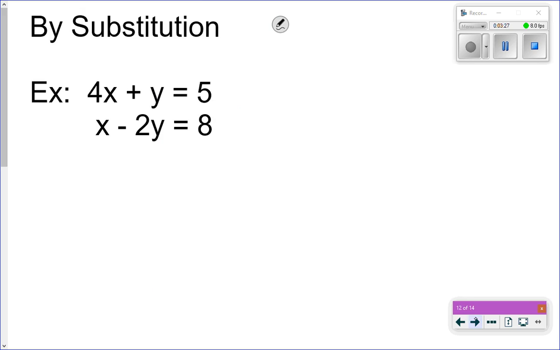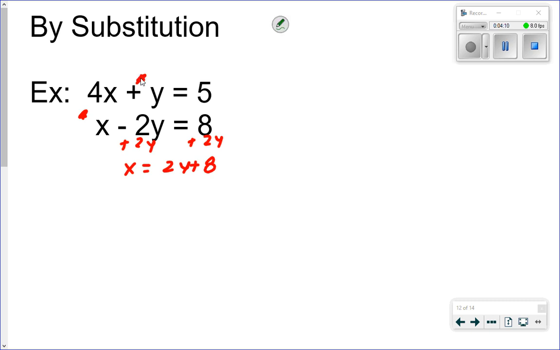Next example, I have 4x plus y equals 5 and x minus 2y equals 8. Step 1 says find an equation that looks like x equals or y equals. If you don't see one, you'll have to solve one equation for x or y. This example does not have the blob set up for us, so we need to make a blob. In the top equation, I could use y. In the bottom equation, I could use x. You can really use whichever one you want. It makes no difference. I'm going to use x just for something different. So I'm going to add 2y to both sides. Now I've got x equals 2y plus 8.